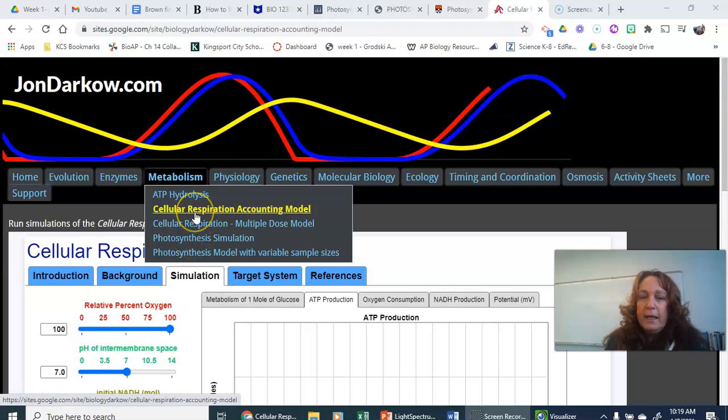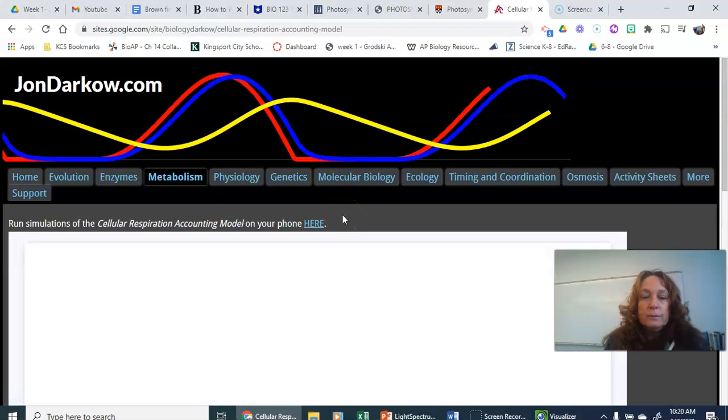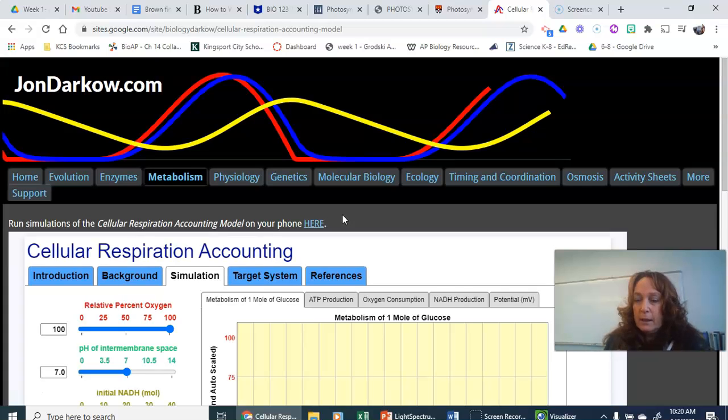So when he has the accounting model, he's counting. He's keeping up with different amounts of the molecules required and produced. So I'll have this as a link on your sheet that you can pull up that will be part of our Zoom that we work with.